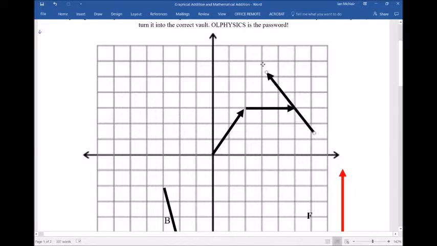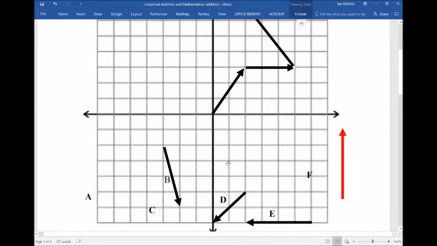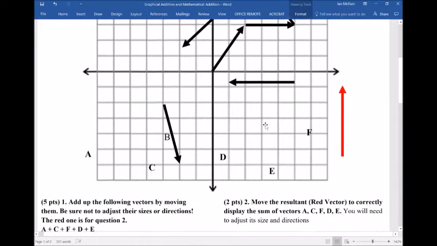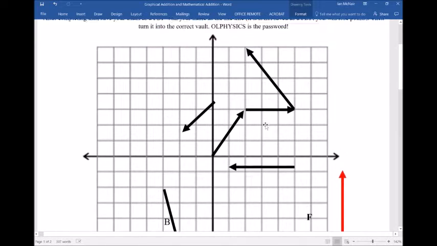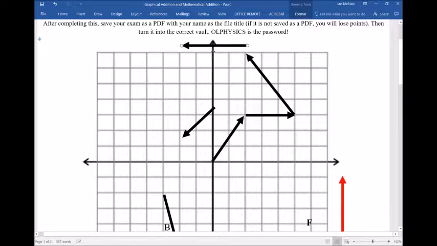F. See, I get this just right. D. And E's going to go over here. Something to keep in mind is, remember, the vector order does not matter. So if I wanted to, let's say I did E first, and then I did D, that's the exact same as if I did D first. If I take this and move it over, notice how they still land in the exact same spot.